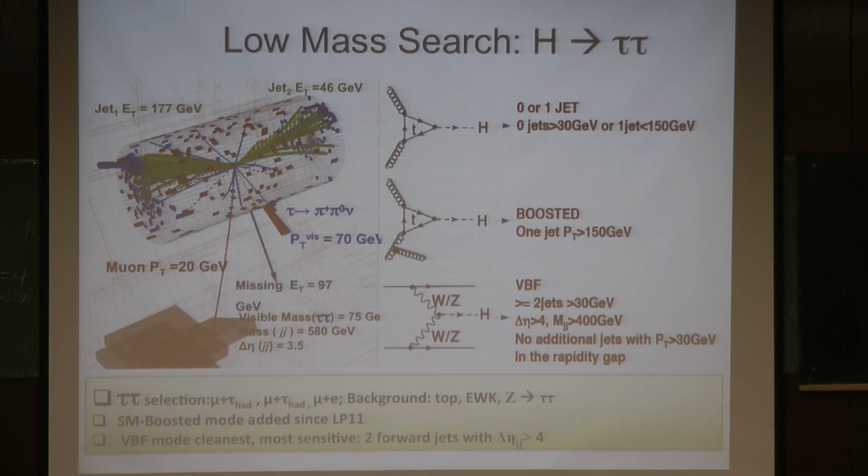So the other low mass analysis that I had on the first table is the Higgs to tau tau.